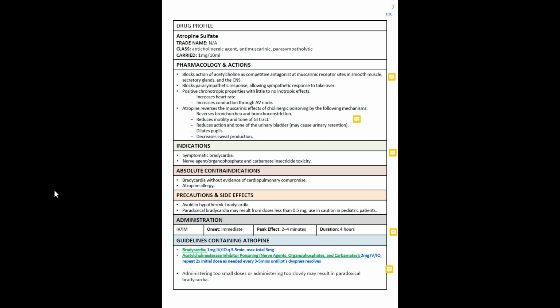Its pharmacology in actions is it blocks the action of acetylcholine as a competitive antagonist at muscarinic receptor sites in the smooth muscle. So again, what that means is it basically, in essence, is blocking the parasympathetic nervous system. So it blocks receptors inside of your rest and digest nervous system.